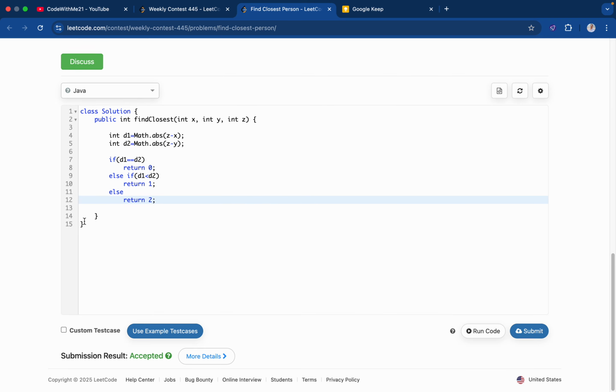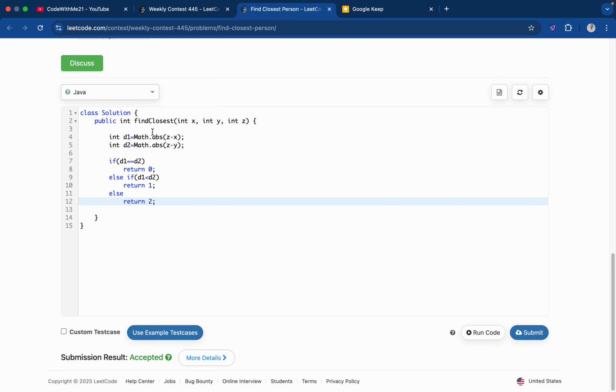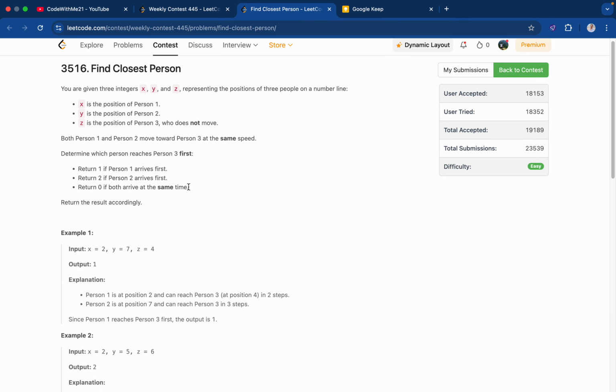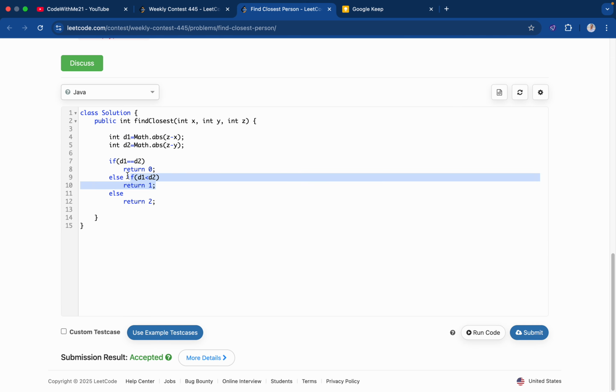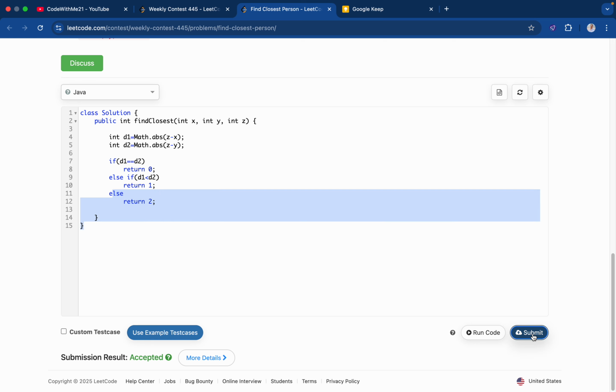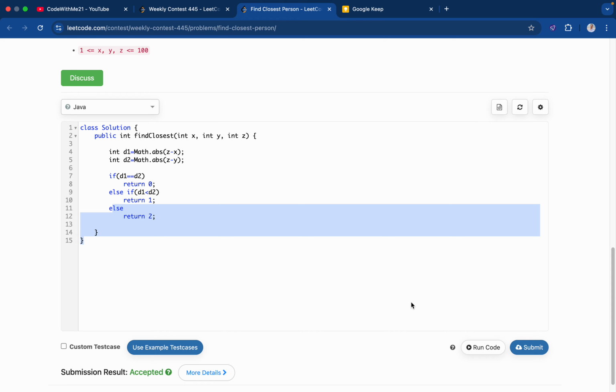Now let me show you the code, how I have coded this one. I have found the distance between z and x and between z and y, and taken the absolute value, because if I do z minus x, it can come out negative as well. So if the distances are equal, we return 0, because both will arrive at the same time. If d1 is less than d2, means x will reach z first, so we return 1, else return 2. So friends, if you can see, the solution is successfully submitted.